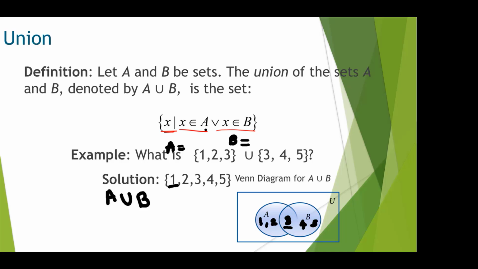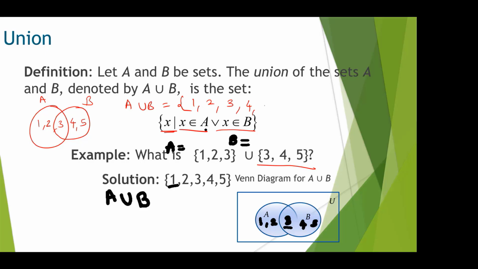Here they have shown one example: 1, 2, 3 and 3, 4, 5. Using a Venn diagram, set A has 1, 2, 3 and set B has 3, 4, 5. So 3 is the common element between A and B. 3 is part of both sets, so we can say that 3 is in the intersecting area. In this case, A union B is all the elements which are part of either A or B. So my union set will be 1, 2, 3, 4, 5.